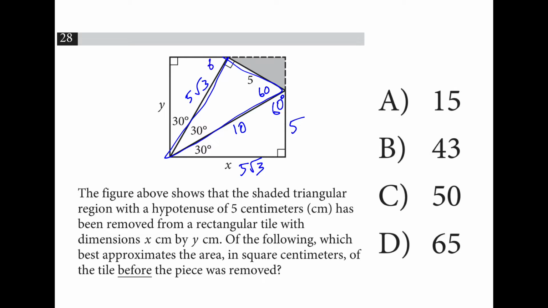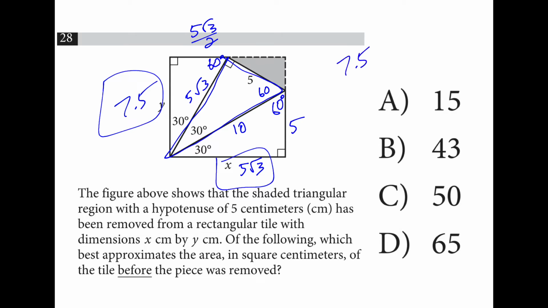And here I can label this as 60, across from 90 is 5 root 3, so across from 30 is 5 root 3 over 2, and across from 60 is going to be 5 root 3 over 2 times root 3, so 5 times 3 divided by 2, or 7.5. So I now have the two dimensions. If I take 7.5 times 5 root 3 in a calculator, you get 64.95.